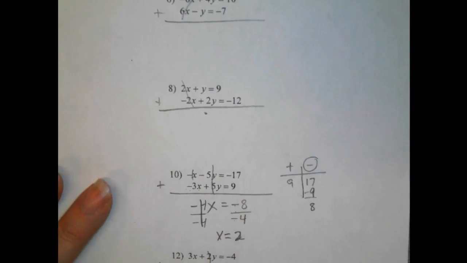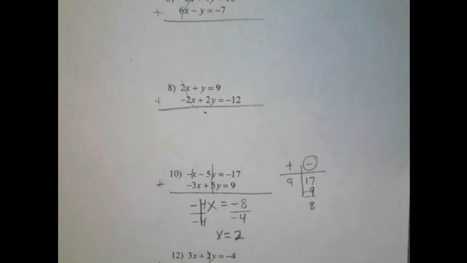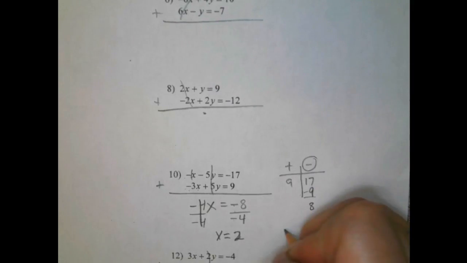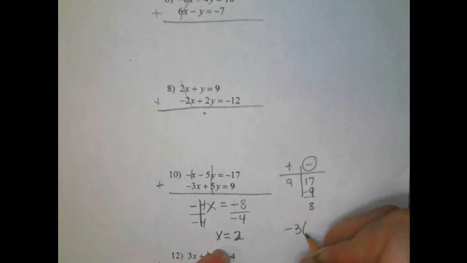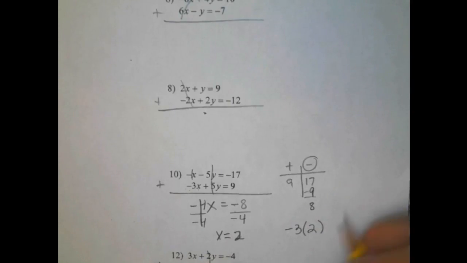Okay, so I'm going to pick an equation. Why? Less negatives. So we're going to say negative 3. I'm substituting my x. So in parentheses, instead of an x, I'm going to write a positive 2 plus 5y equals 9. What is it? Negative 3 times a positive 2. What is it?